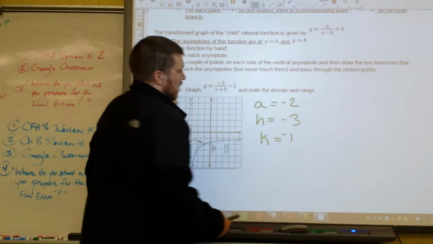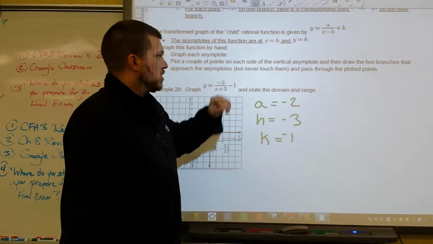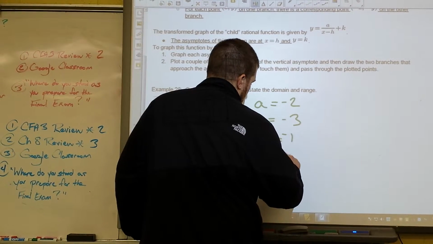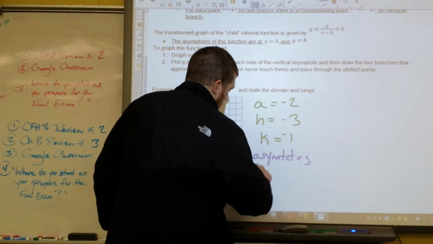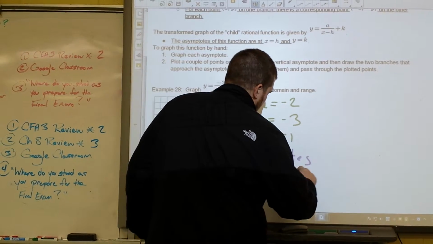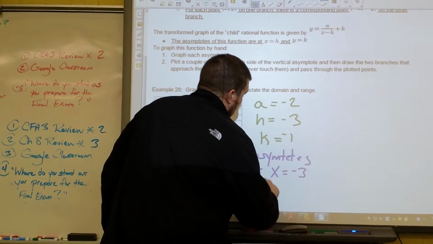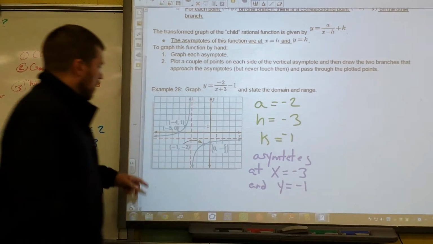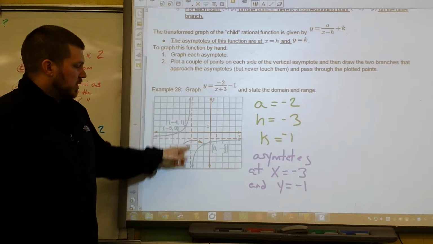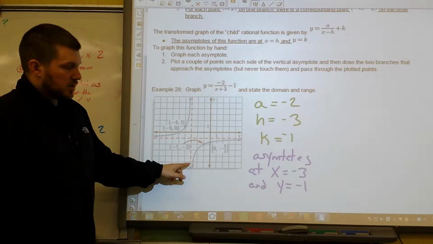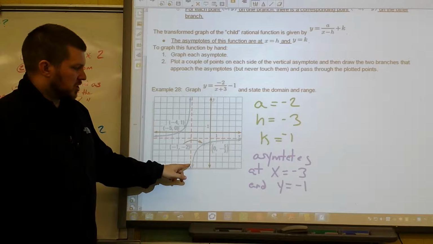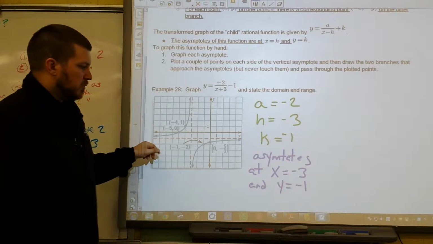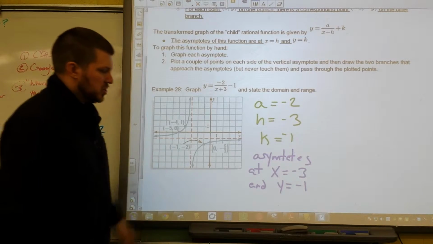Well, remember we said that the asymptotes of this function are at x equals h, so that means we have asymptotes at x equals negative 3 and y equals negative 1. Well, x equals negative 3 is a vertical line. That's where it is. So that's our vertical asymptote. So again, the vertical asymptote follows the horizontal shift. And y equals negative 1 is this horizontal asymptote right here. Remember, the horizontal asymptote follows your vertical shift.